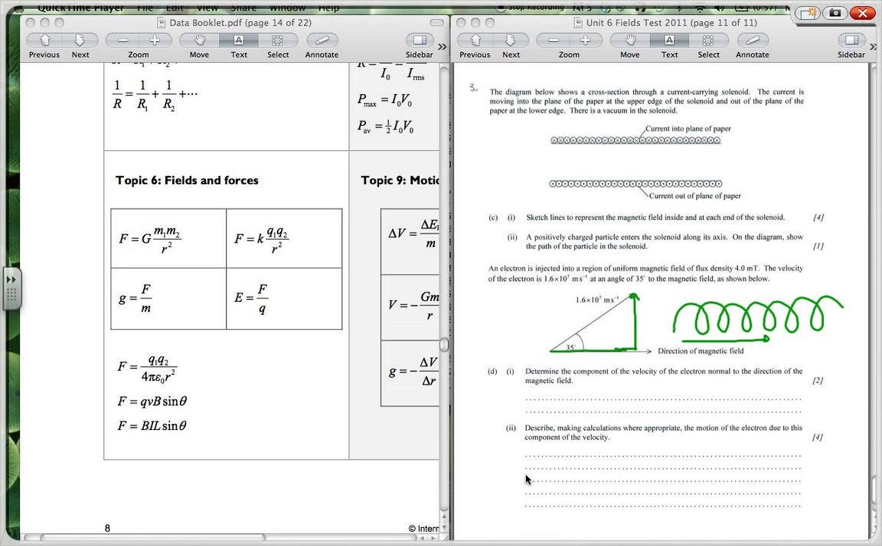This direction over here will be your horizontal component. This velocity in that direction will be your horizontal component, say your Vx. And this would have a radius there of, I think we said it was 1.3 centimeters. And the particle would go like in a helix, a spiral.